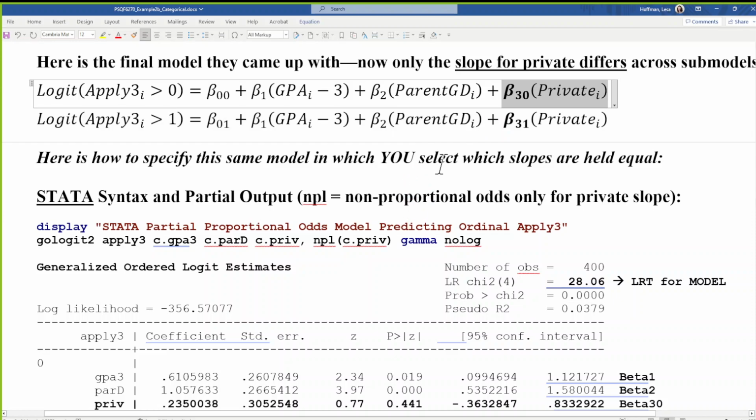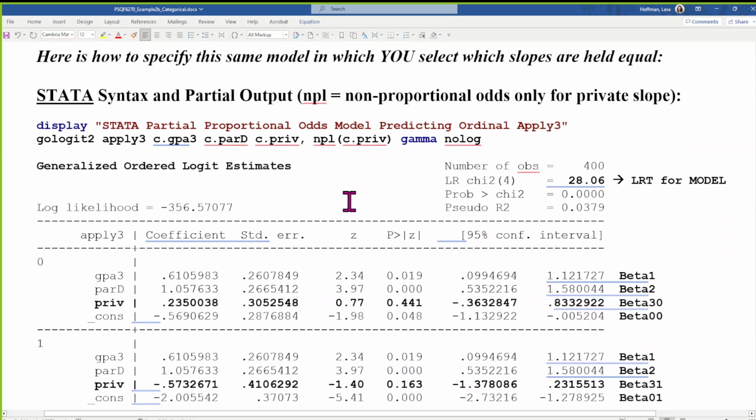So the last one in the ordinal set here is what's known as a partial proportional odds, where some of them are different and some of them are the same. So in the Stata code, I specify with this little option here, NPL, that I only want the private slope to be different across the submodels, and the others are constrained to be the same.